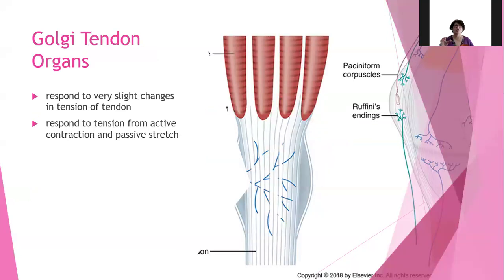Golgi tendon organs are nerve endings in tendons, and they respond to very slight changes in the tension of the tendon. So they respond to tension from active muscle contraction and passive stretch, which is pretty cool.